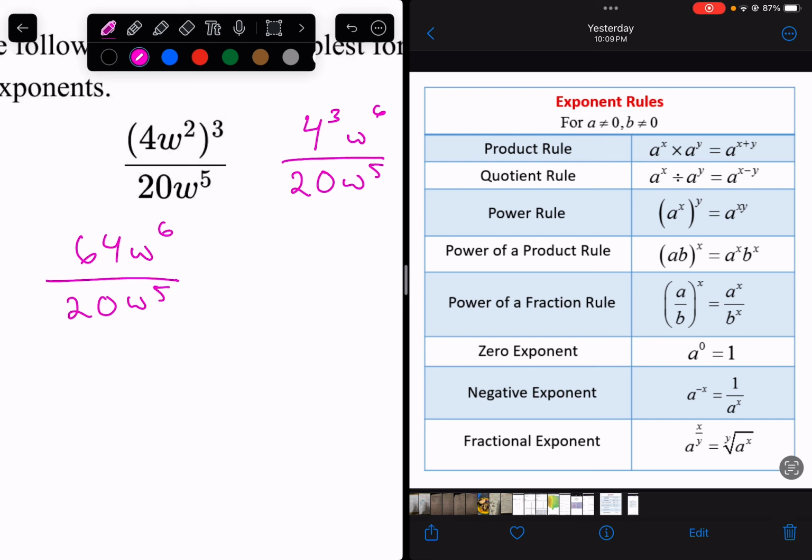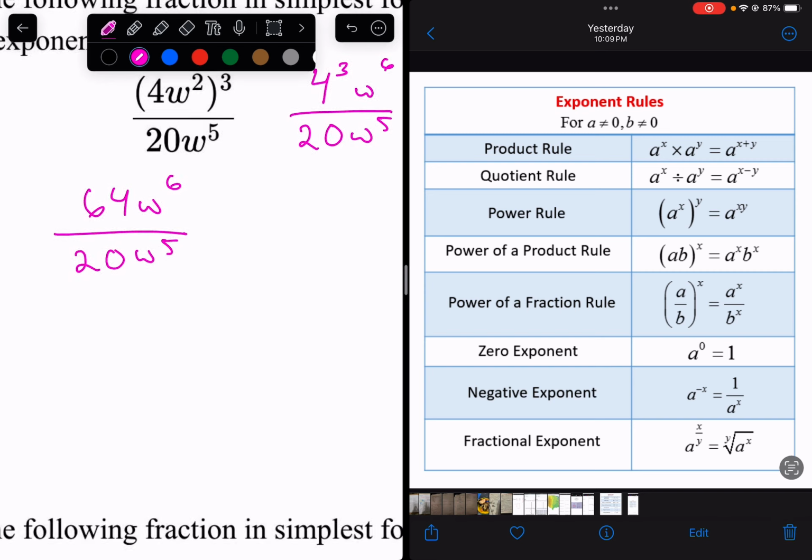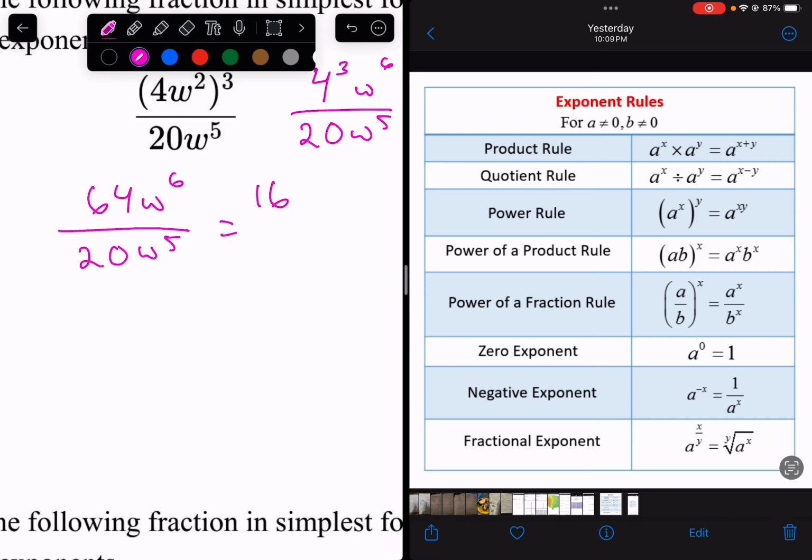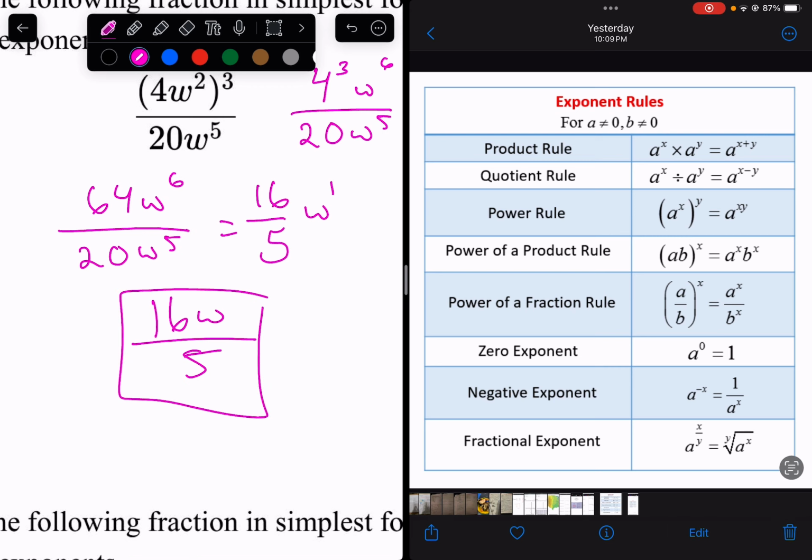64 divided by 20 simplifies to 16/5. Top minus bottom gives us just w to the 1st power, which means it's positive. It's going to go in the numerator, so we get 16w all over 5.